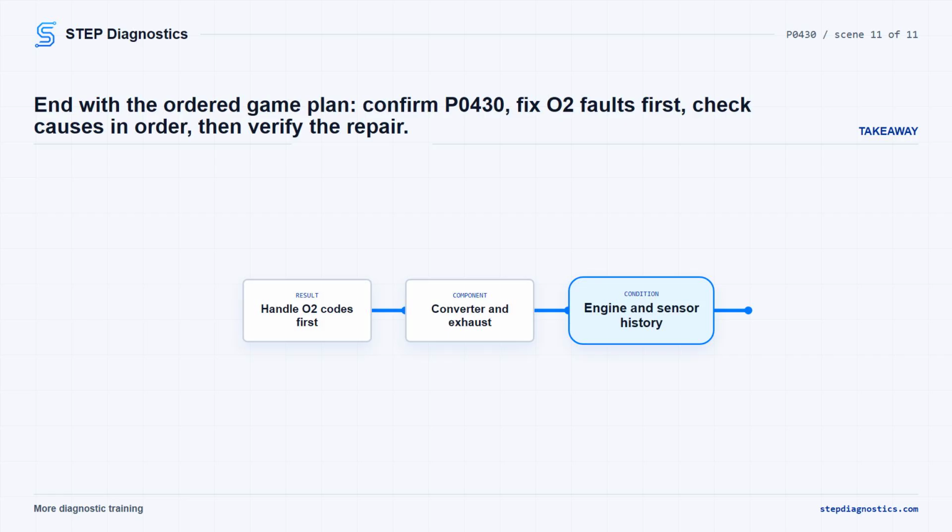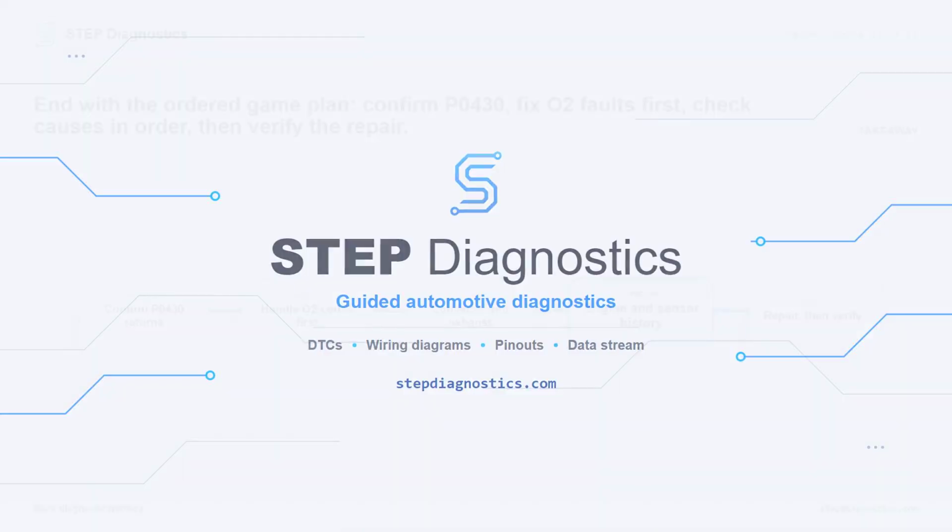The takeaway is simple. Prove the code returns, clear out O2 sensor faults first, then work through converter condition, exhaust leakage, engine mechanical causes, sensor history, and only then the converter decision.